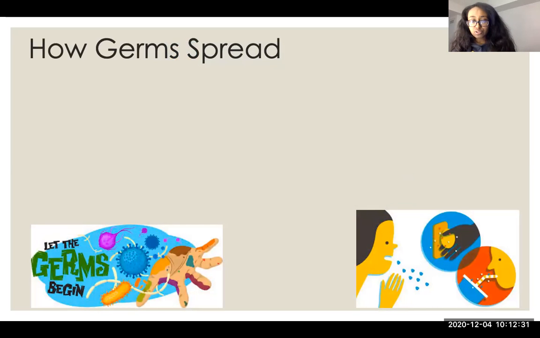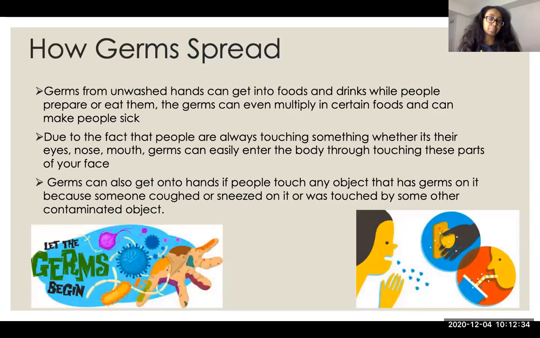So how do germs spread? Because germs do spread pretty quickly. Germs from unwashed hands can get into foods and drinks while people prepare or eat them. These germs can even multiply in certain foods and can make people sick. Due to the fact that people are always touching something, whether it is their eyes, nose, or mouth, germs can easily enter the body through touching any parts of your face. So it's very easy for bacteria to enter your system through basically any part of your face.